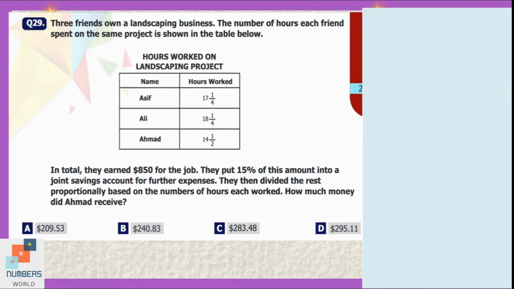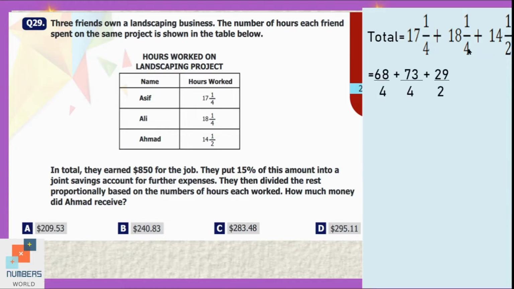So first of all, we are going to find out the total number of working hours by adding the data given in the table. The mixed numbers we will convert into improper fractions. Like 17 fours are 68, 68 plus 1 is equal to 69... Denominator will remain as it is, so the fraction will be 68 by 4. Similarly, 18 fours are 72, 72 plus 1 is equal to 73. The fraction will be 73 by 4, and the last fraction will be 29 by 2. Now we will calculate the LCM to find out the total number of working hours. The answer is 199 by 4.